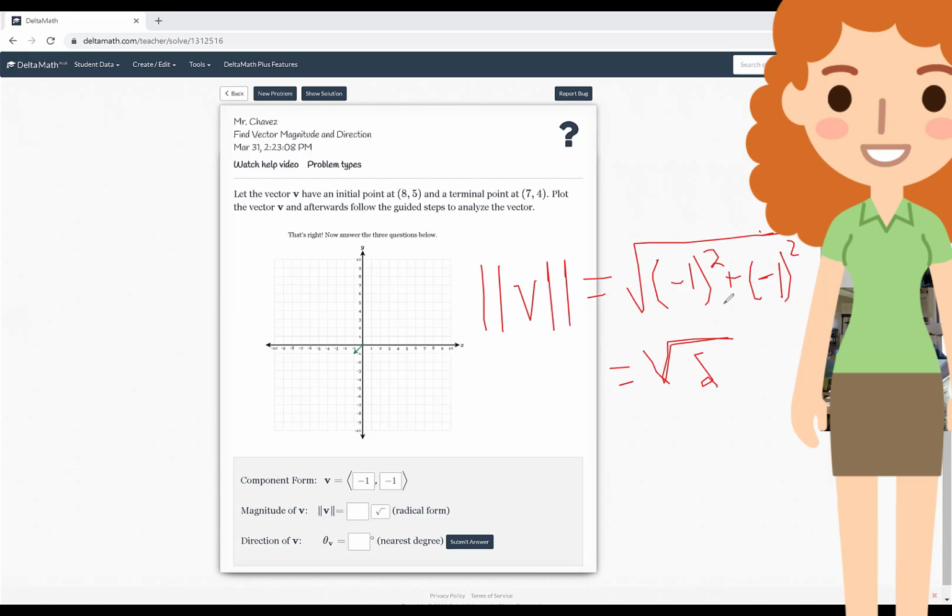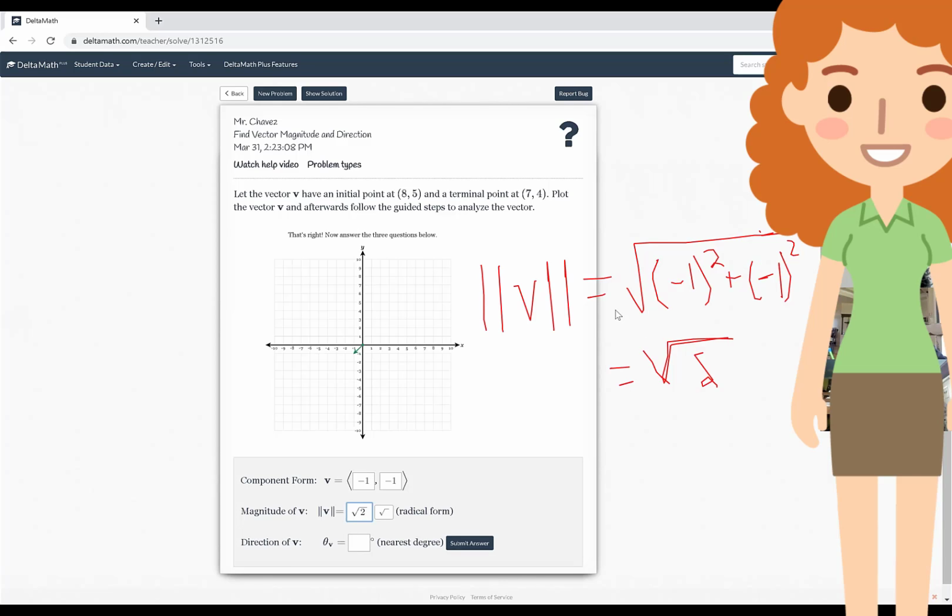And that's what you're going to type in. So I'm going to, let me click here. Radical form. Oh, dummy. The dummy me, not you guys. Click on the inside. Put a little square root. Put a 2. And then it wants the nearest degree. Now, I know you don't need a calculator for this one, but I'm going to show you how to do it with a calculator.